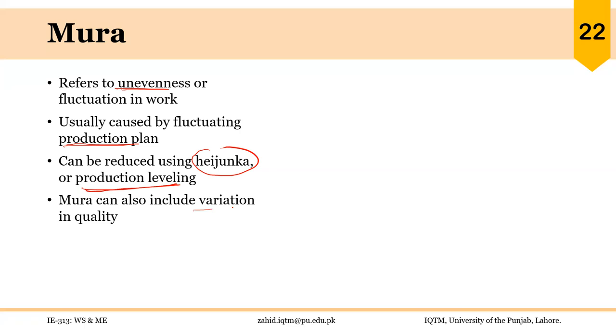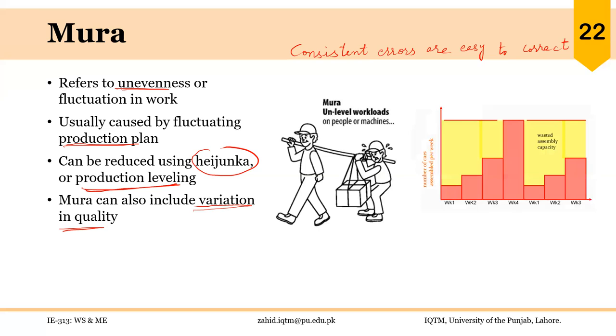There is a saying that even the consistent errors are easier to correct. Now, if the errors or problems are consistent, I mean, there are some specific errors or some specific problem that are occurring, then they are easier to correct as compared to non-random problems. So on one day you have one type of problems, and on another day you have different types of problems. Sometimes there are fewer problems, sometimes there are many. So it is very difficult to find the root cause if even the quality problems are uneven, randomly distributed. So this is the example of mura, just to illustrate the concept.